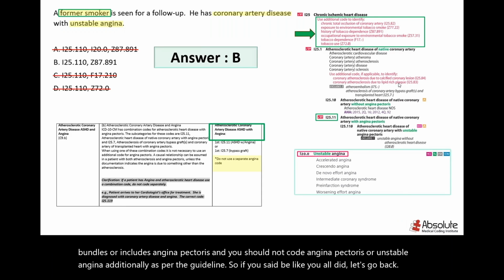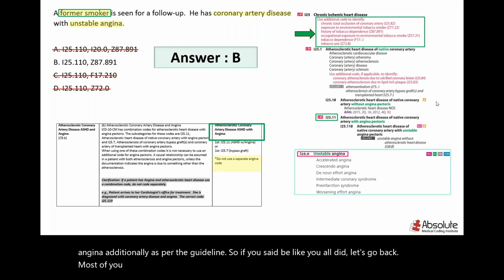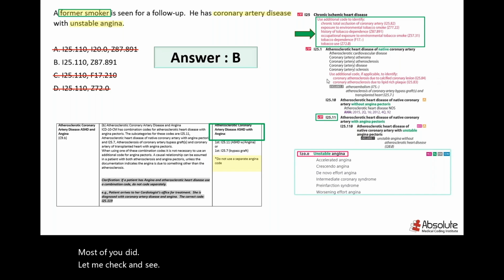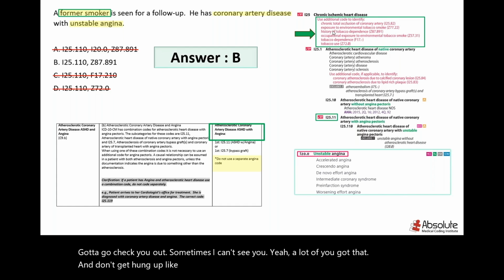Outstanding. Well, most of you did. Let me check and see. Gotta go check you out. Sometimes I can't see you. Yeah, a lot of you got that. And don't get hung up like I did. Say, oh no, it's not a history of tobacco dependence. We have to choose the best of the four.